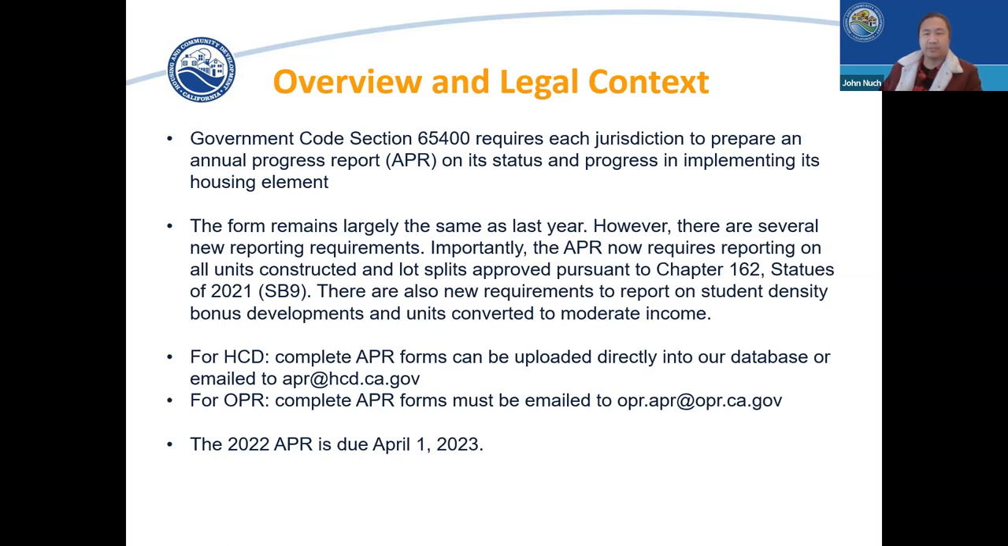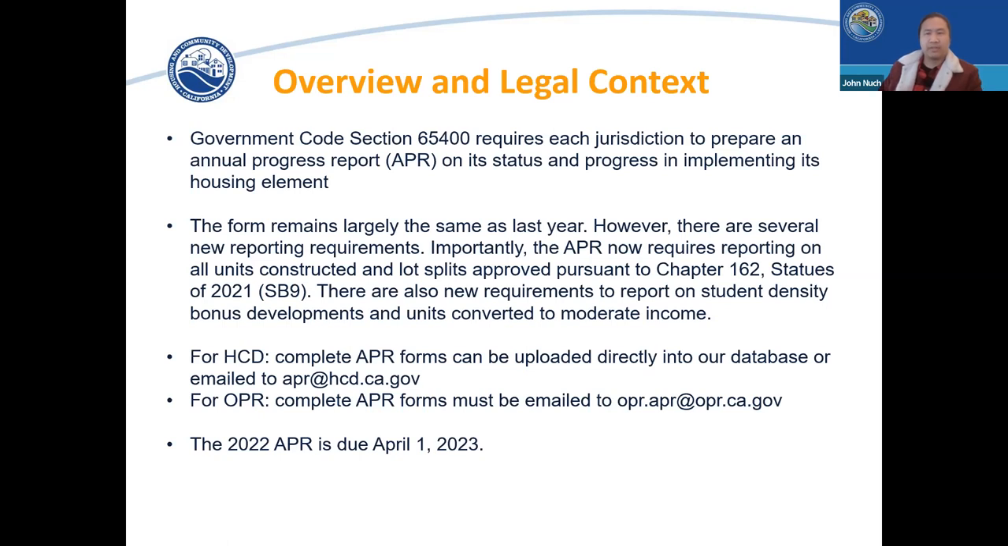Section 65400 stipulates that the report must be submitted to both HCD and OPR. Jurisdictions are also required to complete a separate APR for their general plans and submit that to HCD and OPR annually. However, this webinar will only focus on the HE APR, the housing element APR.